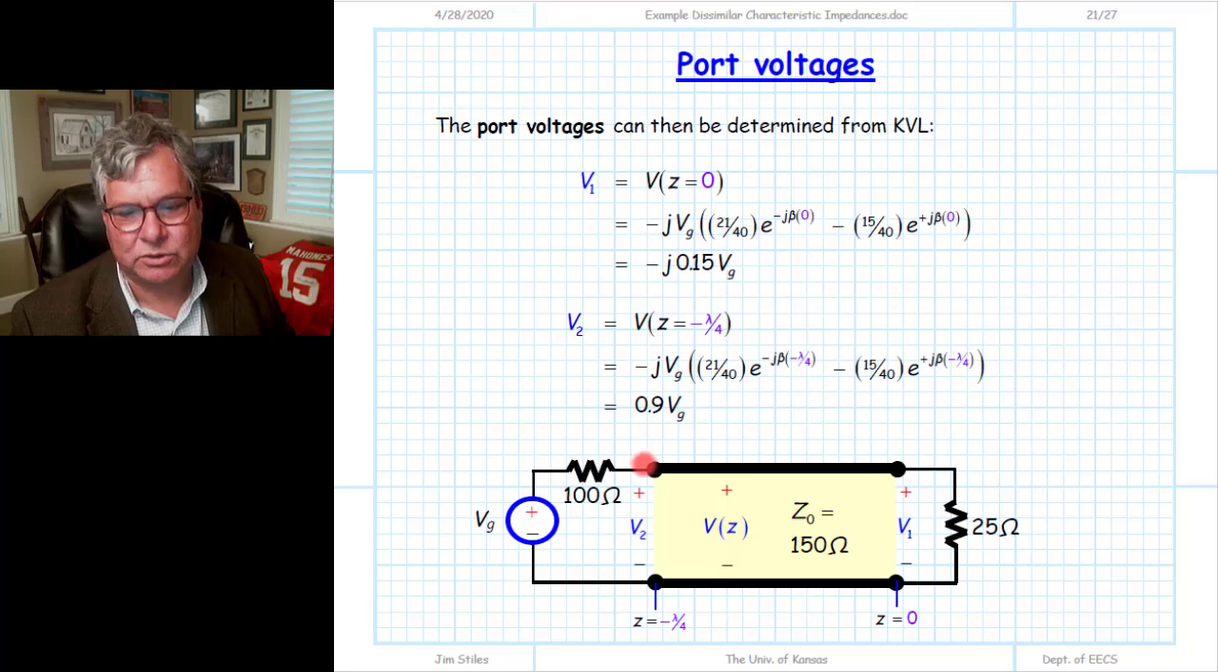Likewise for V2, we evaluate the total voltage now right here at the beginning of the line at z is equal to minus lambda over 4. We insert that in there and we get this number, 0.9 times the source voltage VG. That is the port 2 voltage, all the way up here at this left side.